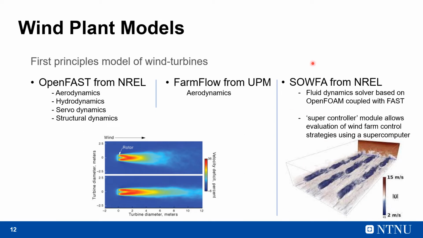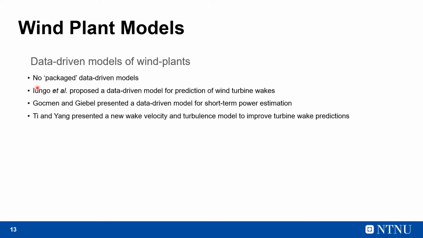Looking at results of a SOWFA wind farm simulation, again we see that there are 9 wind turbines, and these are arranged such that the downwind wind turbines are as far away as possible from the wake effects of the upwind wind turbine. Looking at data-driven models for wind plants, there are no packaged data-driven models. Yungo and others proposed a data-driven model for the prediction of wind turbine wakes. Gochman and Geibel presented a data-driven model for short-term power estimation. He and Yang presented a new wake velocity and turbulence model to improve the turbine wake predictions.